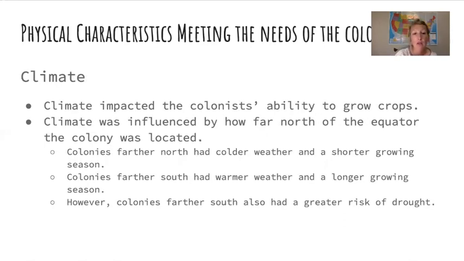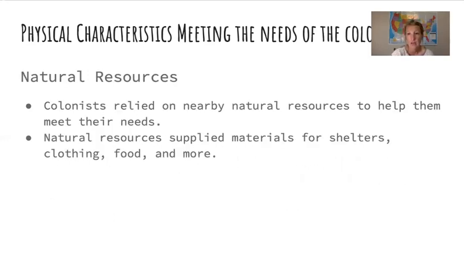The climate. Climate impacted the colonists' ability to grow crops. Climate was influenced by how far north of the equator the colony was located. Colonies further north had colder weather and a shorter growing season. Colonies further south had warmer weather and a longer growing season. However, colonies further south also had a greater risk of drought, sometimes less rainfall. Natural resources: colonists relied on nearby natural resources to help them meet their needs. Natural resources supplied materials for shelters, clothing, food, and more. So they needed those natural resources to survive.